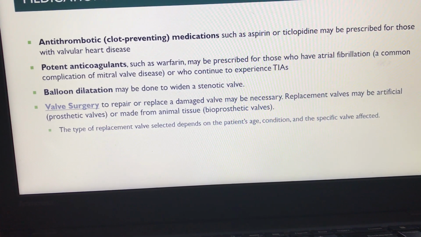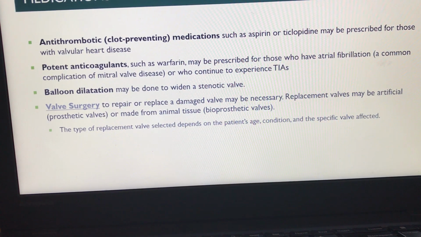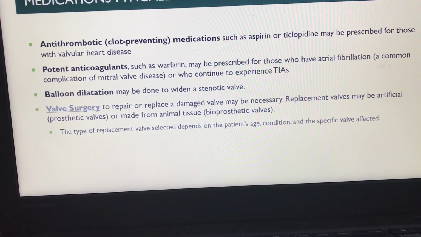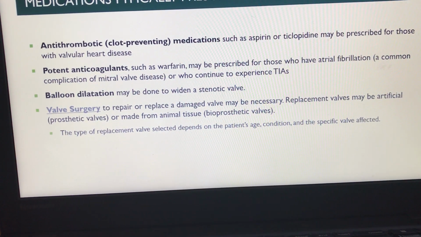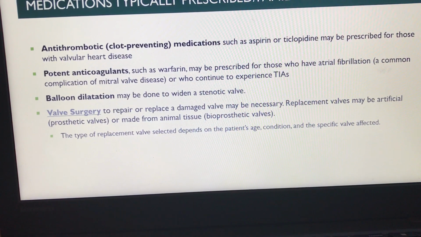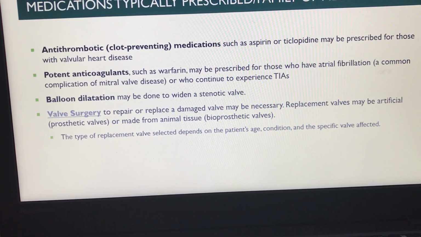Every patient will then be put on antithrombotic or clot-preventing medications, a milder form such as aspirin or ticlopidine. And then if it progresses, they will be put on a more potent anticoagulant, such as warfarin, especially with patients who continue to experience TIAs or transient ischemic attacks.